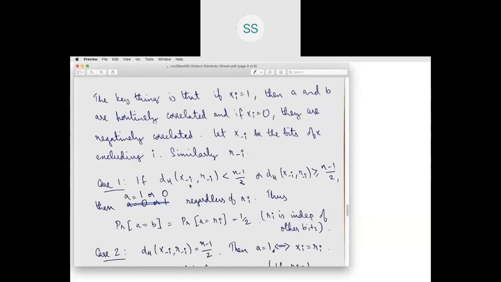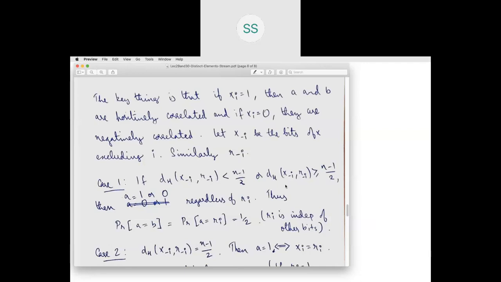Now, consider whether the Hamming distance of x minus i and r minus i is strictly less than (n minus 1) by 2, or greater than or equal to (n minus 1) by 2. Sorry, x minus i contains n minus 1 bits, and n minus 1 is an even number, so (n minus 1) by 2 is exactly half the number of bits. So this means it's strictly less than half, or it is at least equal to half.